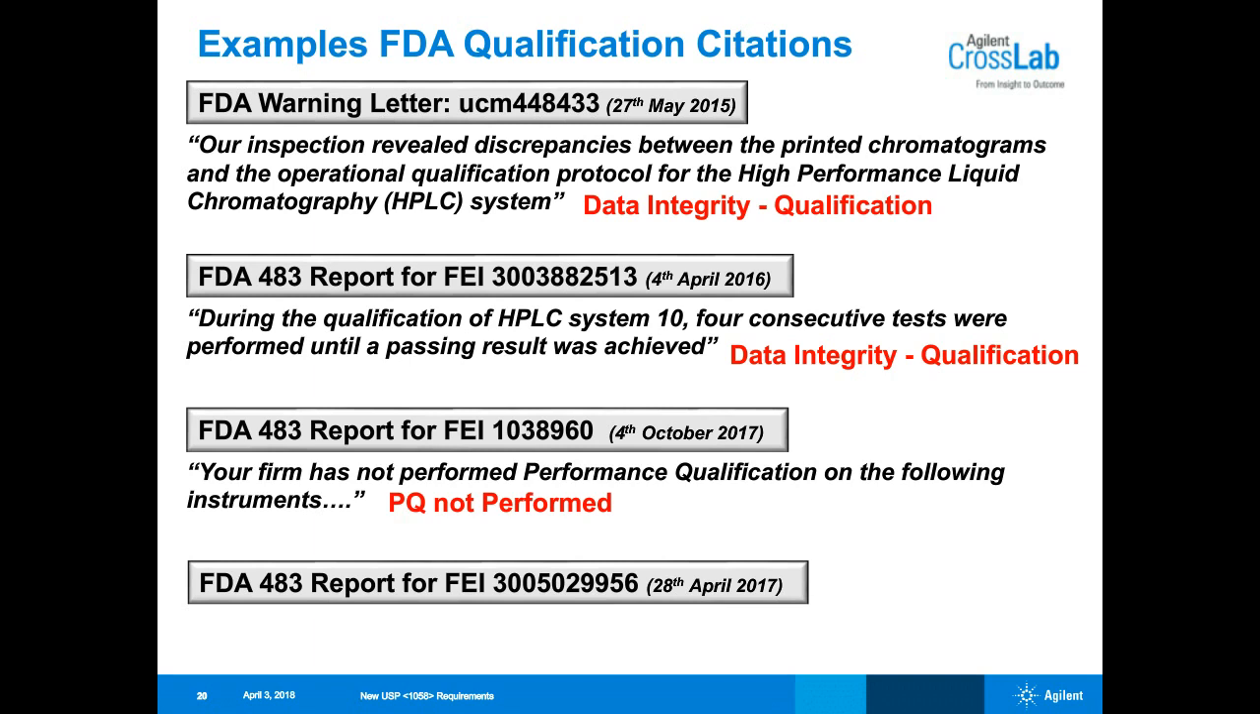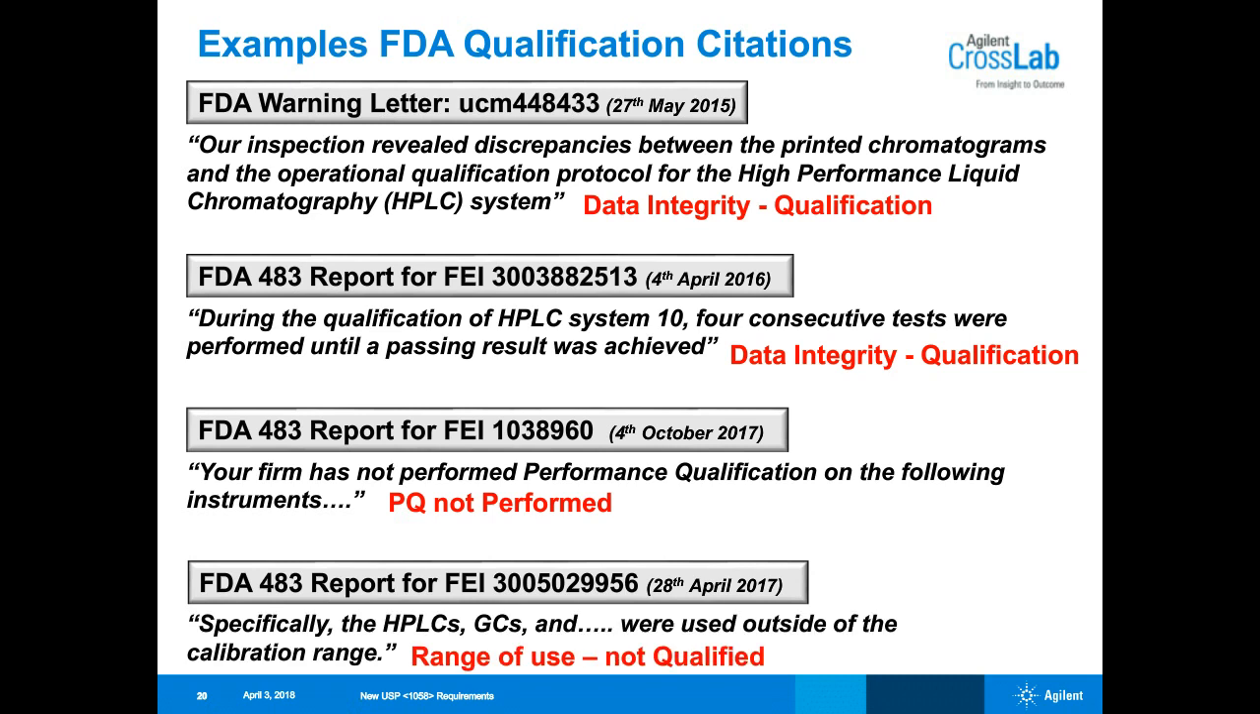In this example, it says, your firm has not performed performance qualification on the following instruments. And in the actual report, it lists the instruments. So they're looking and picking up the fact that a PQ wasn't performed. In this example, it says that specifically the HPLC, GC, and in the report, it lists instruments were used outside of the calibration range. That means that the qualification didn't cover the range of use. And it's important to understand that in the Code of Federal Regulations, they use the term calibrate rather than qualify.